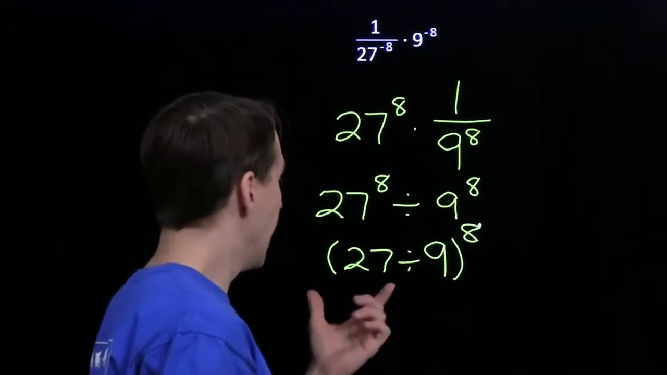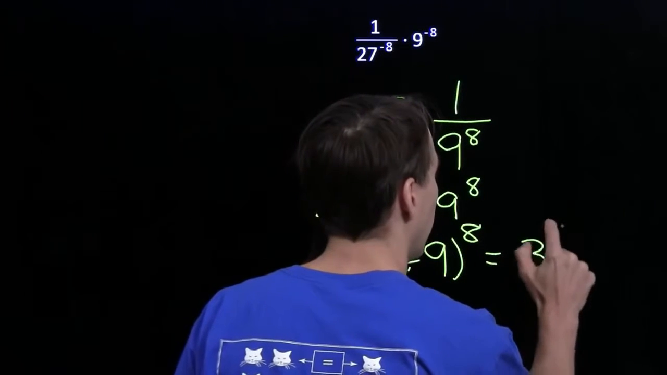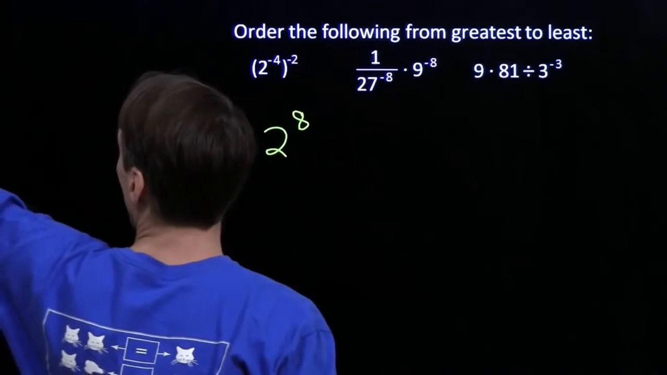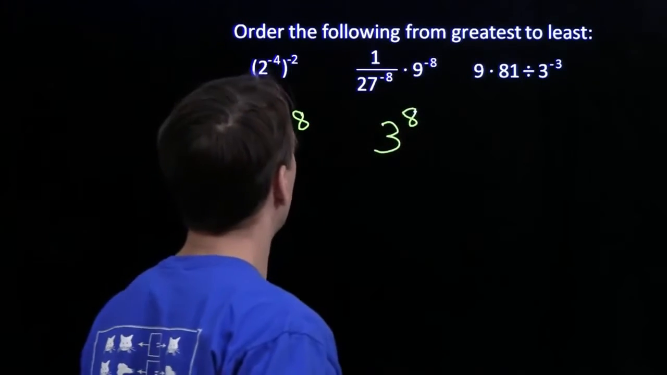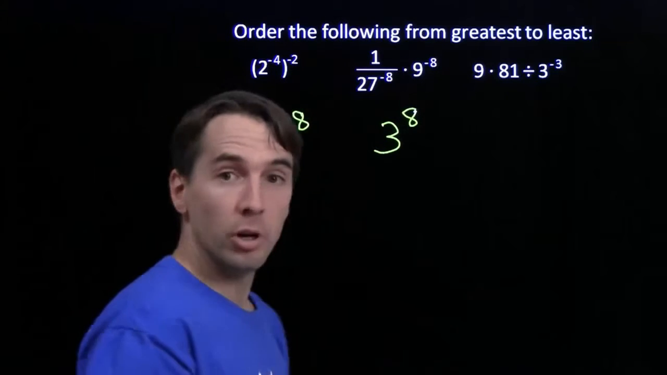raised to the 8th. And 27 divided by 9, that's 3. And now we've got a much simpler expression than we started with. So that one is just 3 to the 8th. So that's simpler. And now we can easily compare these two. 3 to the 8th is larger than 2 to the 8th.